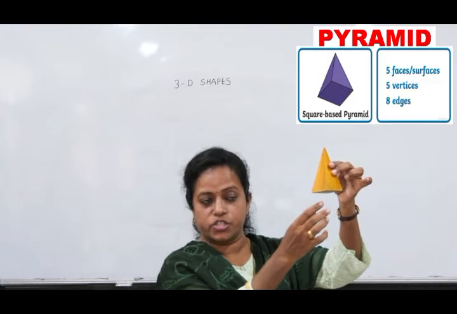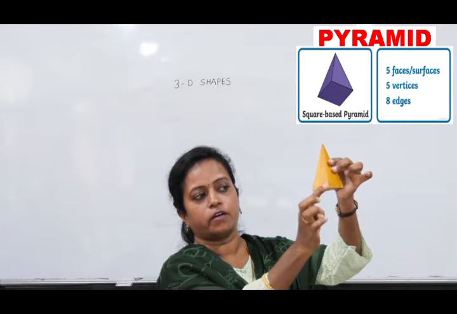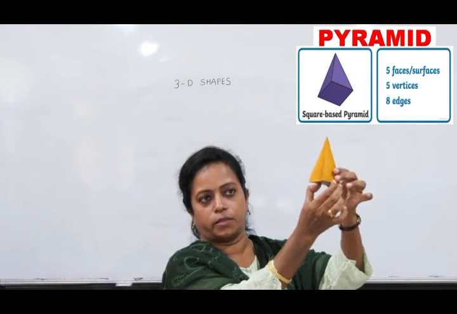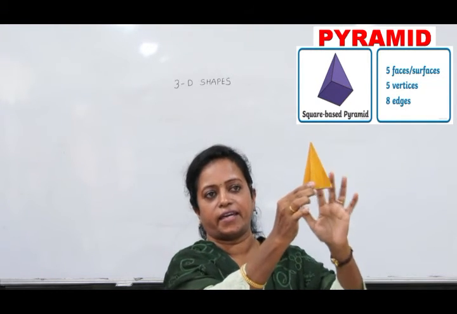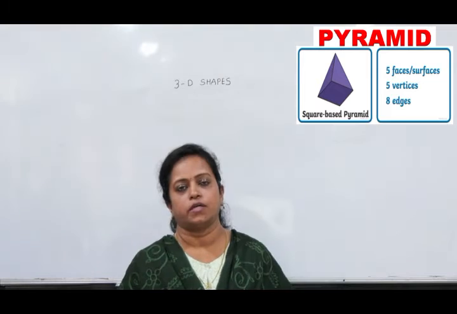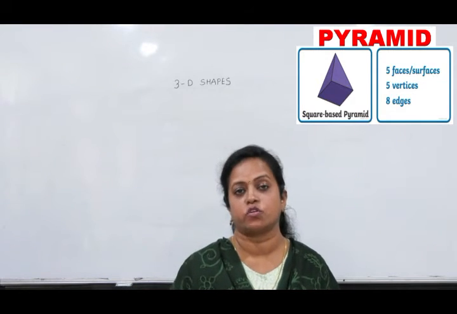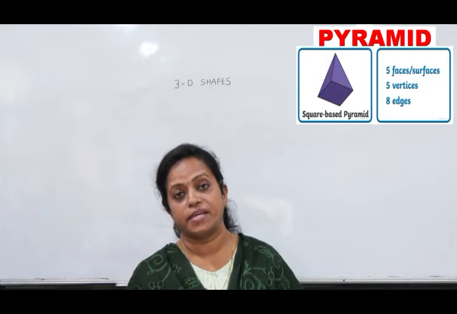And what about the edges? You will find that there are 4 edges at the bottom and 5, 6, 7 and 8. 8 edges. Children, there can be other types of pyramids based on the bases they have.